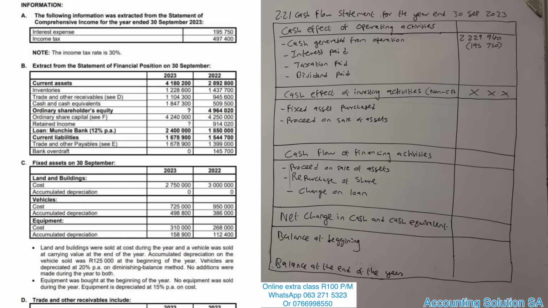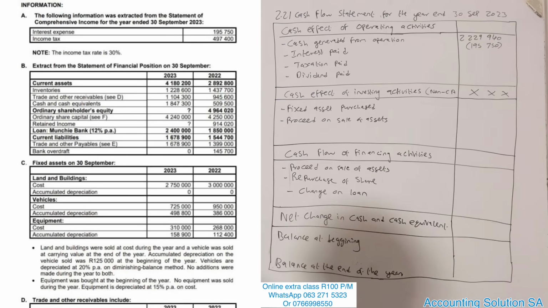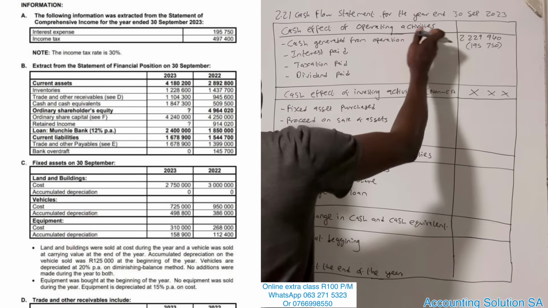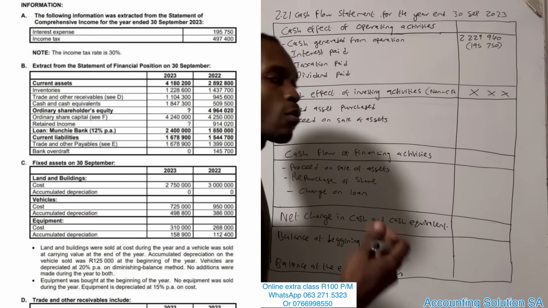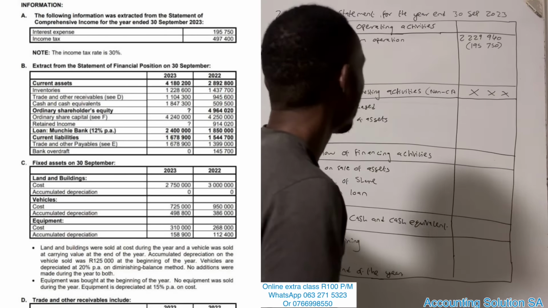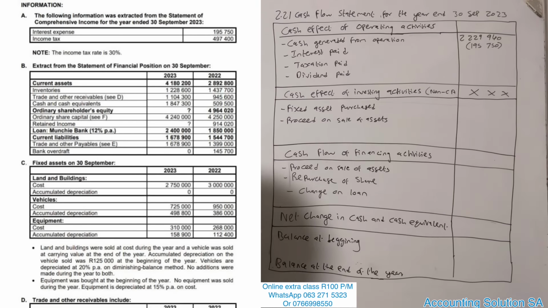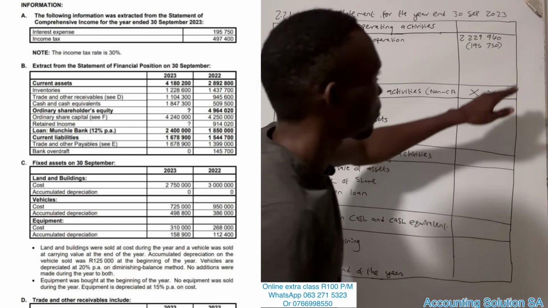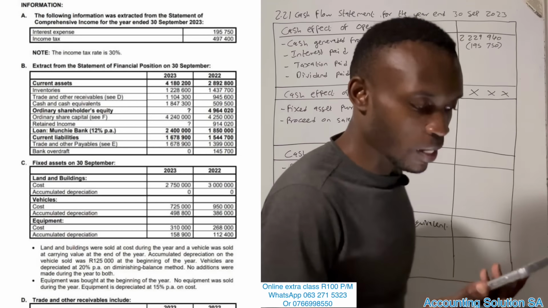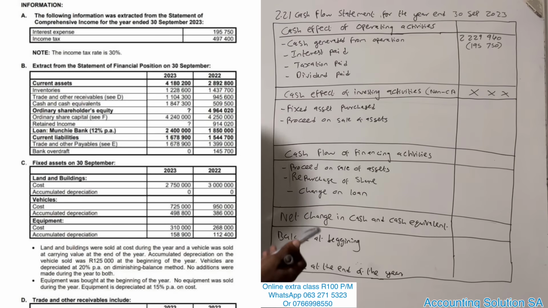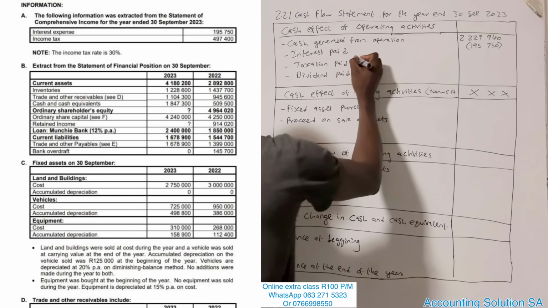Okay, the first item was already calculated, which is cash generated from operations. We were not required to prepare this note in this case. Interest paid was already drafted, because if you check information number A under interest expense, it was given. So they didn't want you to waste marks because it was copy and paste. Okay, now we have taxation paid. That's where we are going to start.